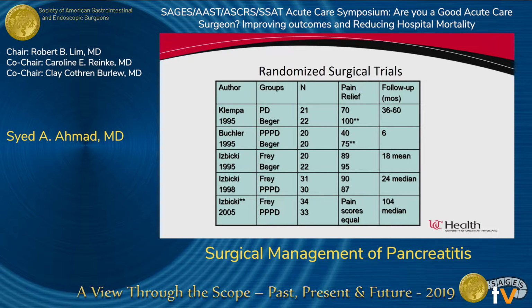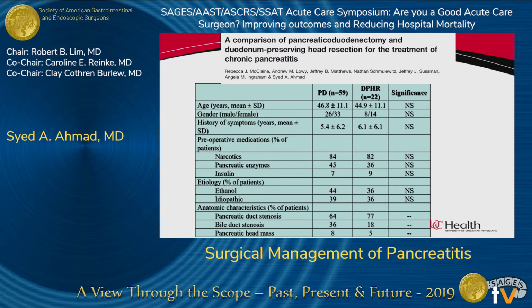These procedures have been compared to each other in prospective studies, comparing the Whipple to the Beger, the pylorus preserving Whipple to the Beger to the Frey, and so forth. And all of them are basically equivalent, relieving abdominal pain about 80 to 90%. So I would say that if there's a number that you should walk away from in terms of relief of abdominal pain, it's about 80%. These operations all, whether it's a Whipple or duodenal sparing head resection, relieve abdominal pain about 80 to 90%.